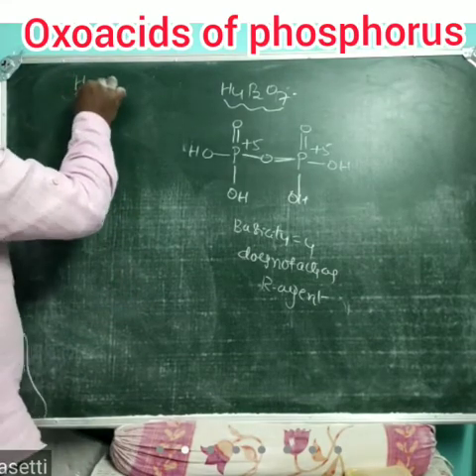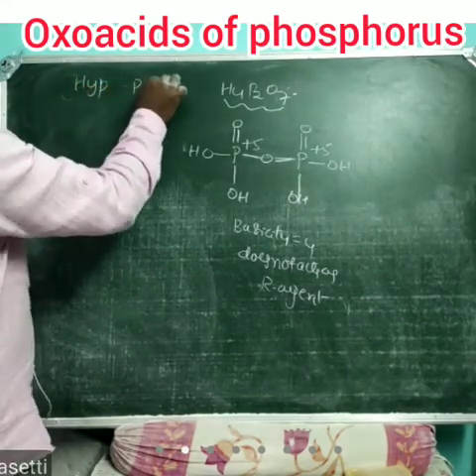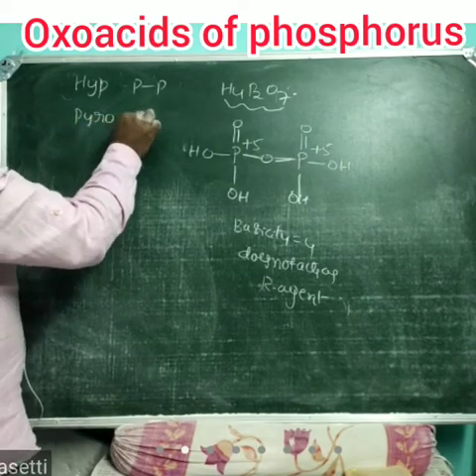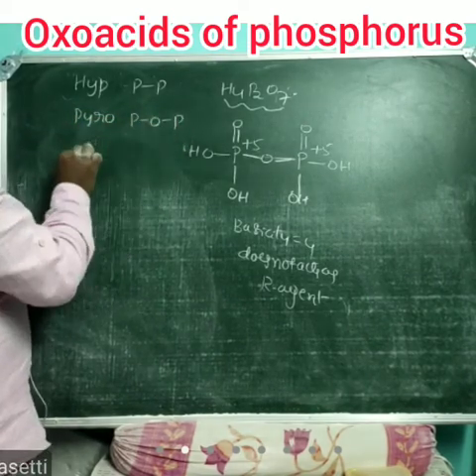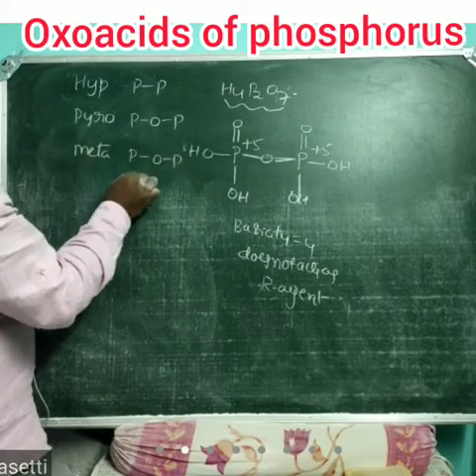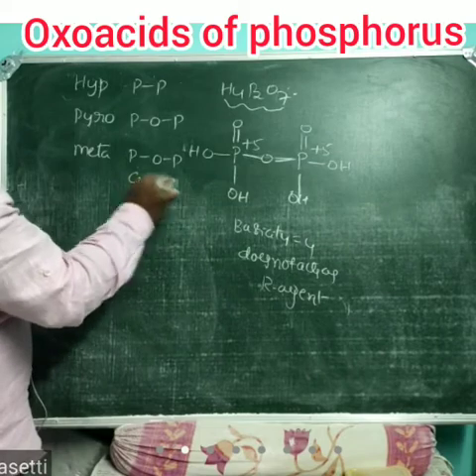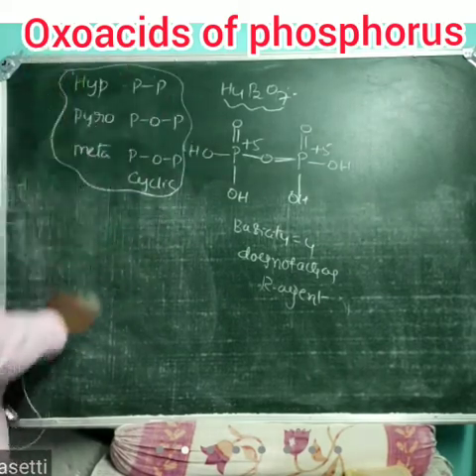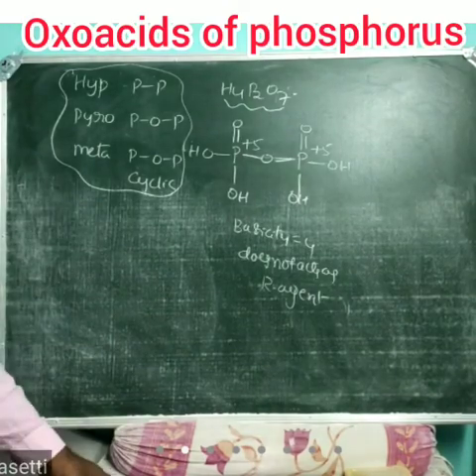Hypo contain PP bond. Next, pyro contain POP bond. Along with that, metaphosphoric acid also contains POP, but it is cyclic. Remember these important points. So that is about pyrophosphoric acid.